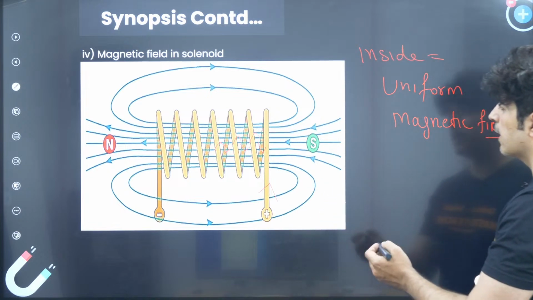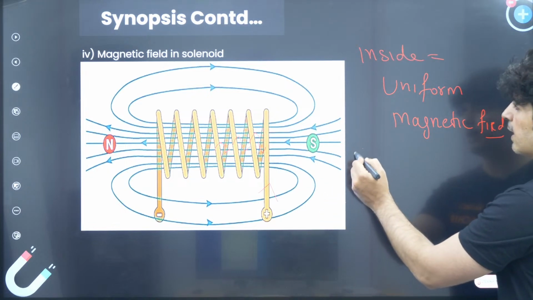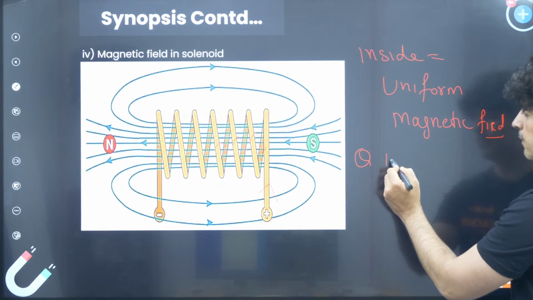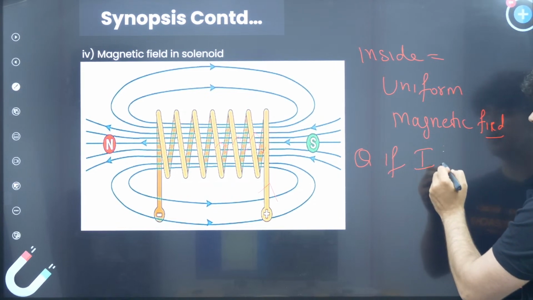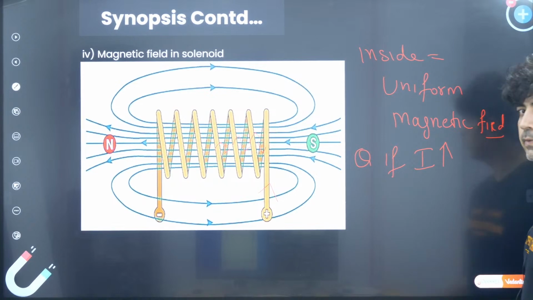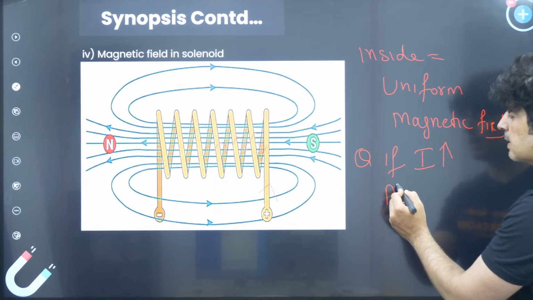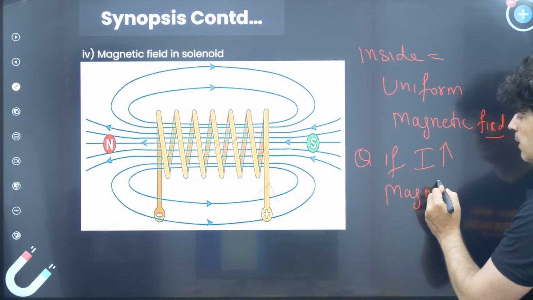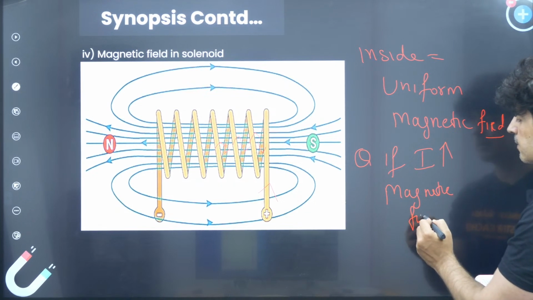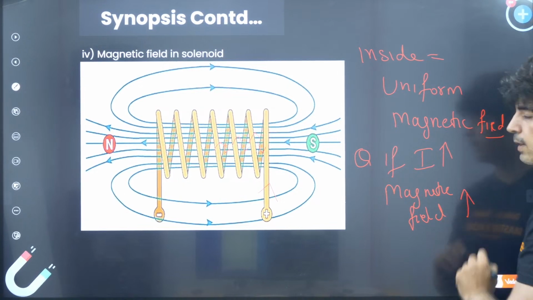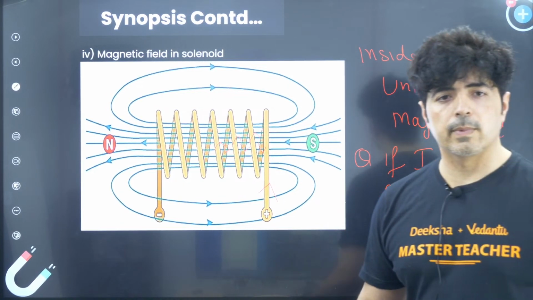So what happens with solenoid is, what kind of questions are asked? If current is increased, what happens to magnetic field? If current is increased, the magnetic field also increases. Magnetic field increases. Okay. This thing you have to remember.